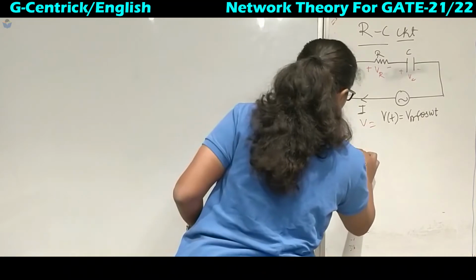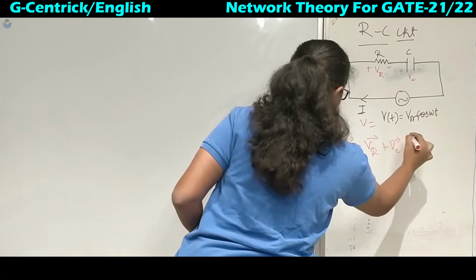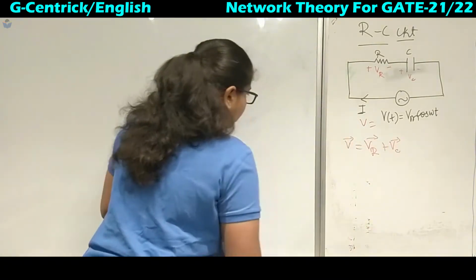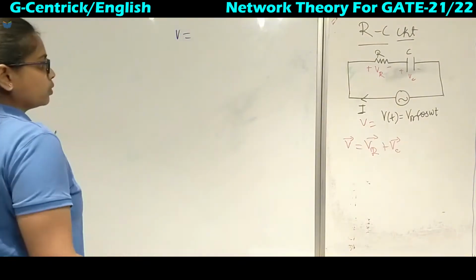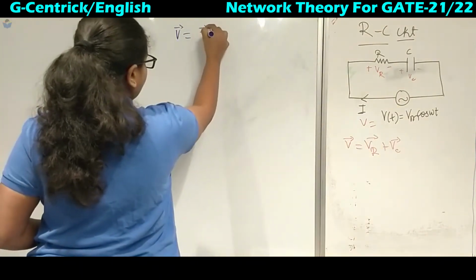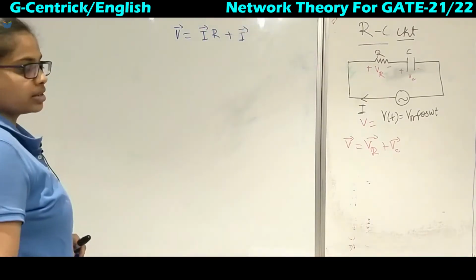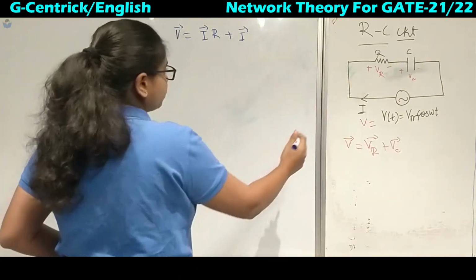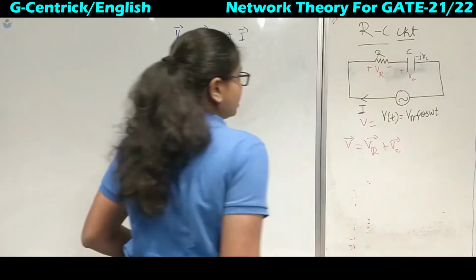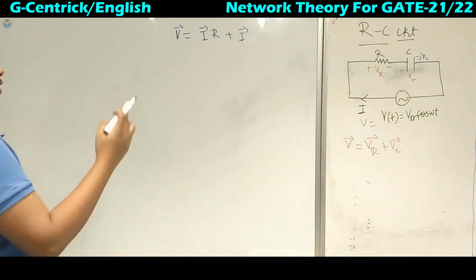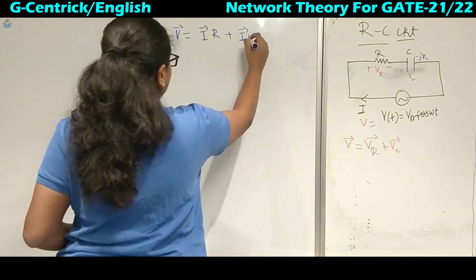So now the total V is equal to VR plus Vc. Same thing we will apply. V is equal to, this is again a vector, I R plus, since it is a series circuit, the current is the same, so it is I, and this will be minus jXc. This C is minus jXc because we have seen for the separate element why it has come negative.